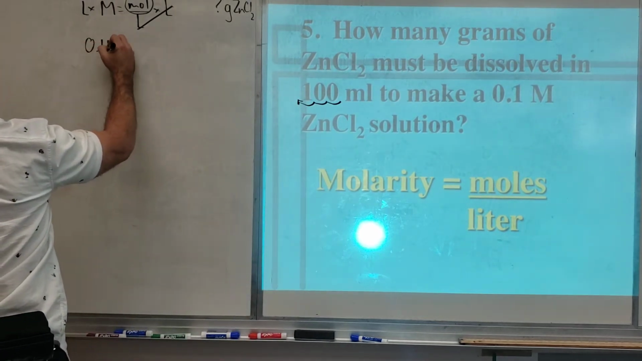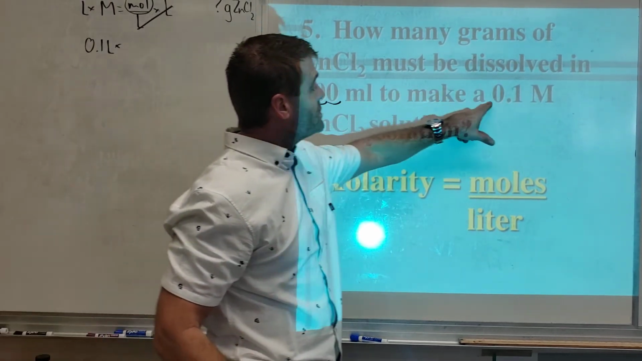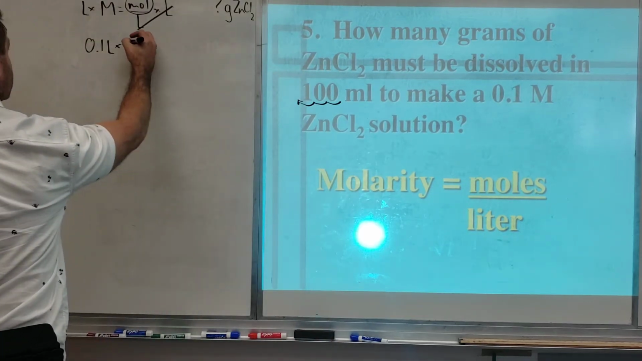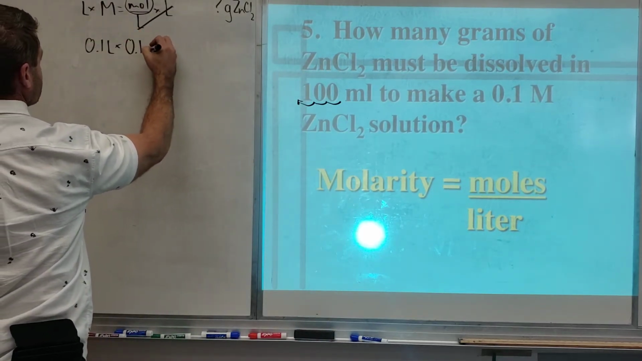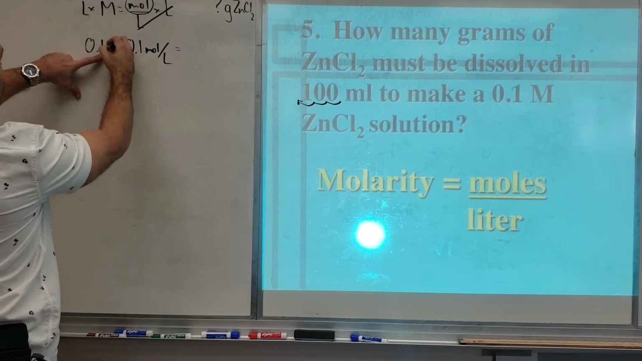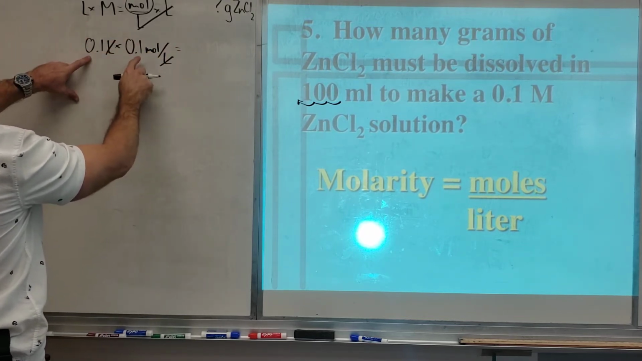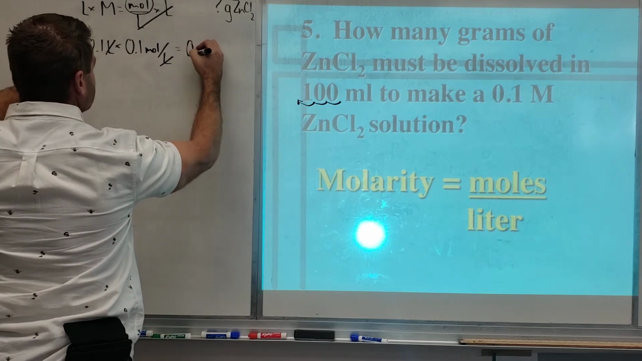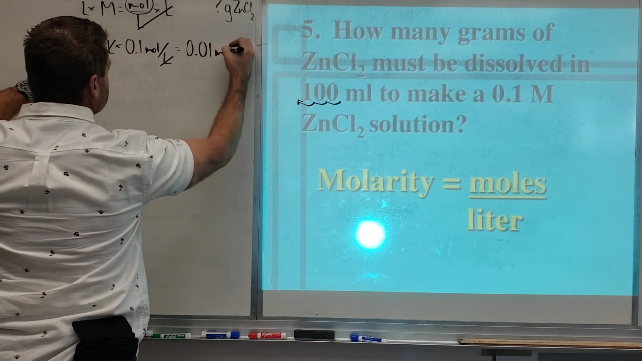So I have 0.1 liters times the molarity, which was 0.1 molar. And you remember when we're dealing with molar, I can just write it as moles per liter, because then you guys can see what happens. Liter on top, liter on bottom cancels. Now I'm going 0.1 times 0.1. What do I get? 0.01 moles of zinc chloride.